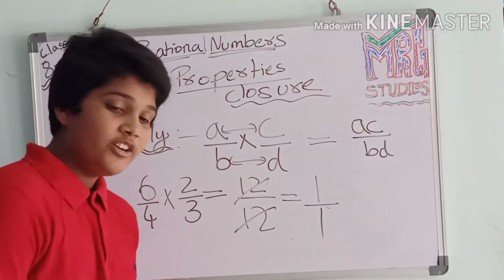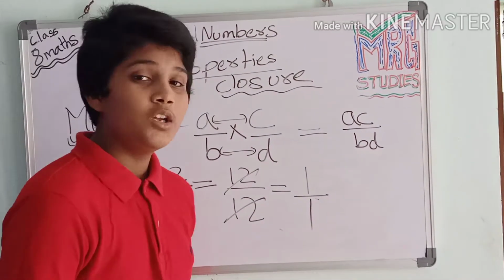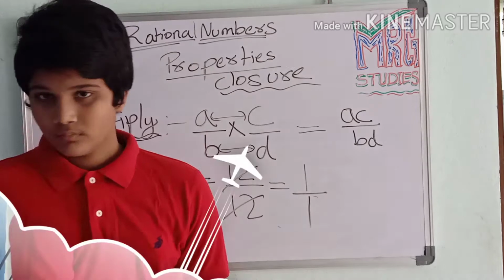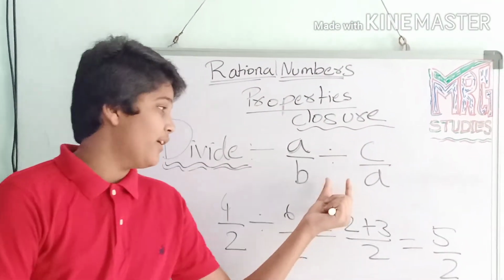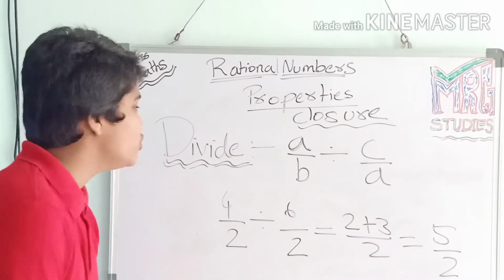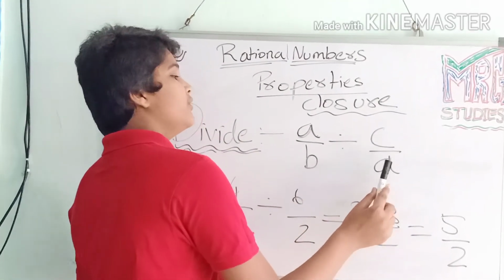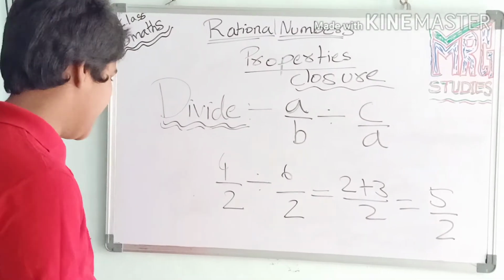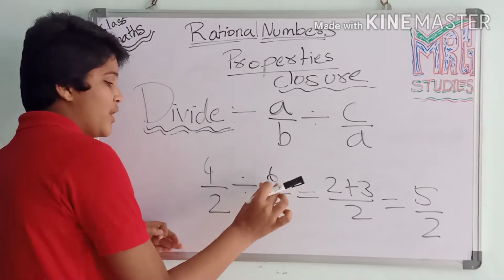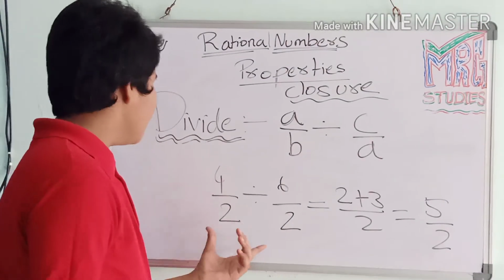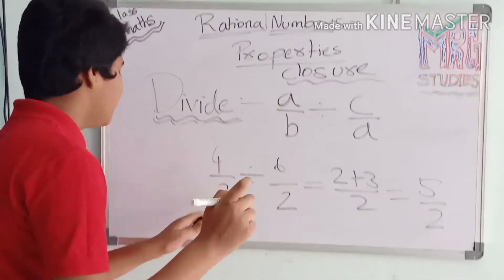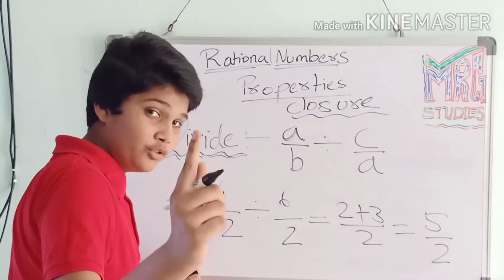Now I will tell you how to do this closure property in division. See here, A by B divided by C by A, means we should divide this A by B with C by A. See here, for example, 4 by 2 divided by 6 by 2. Here the denominator should be the same. Okay, when it's the same, we can do it easily. See, we have 2, so we can keep only 2.